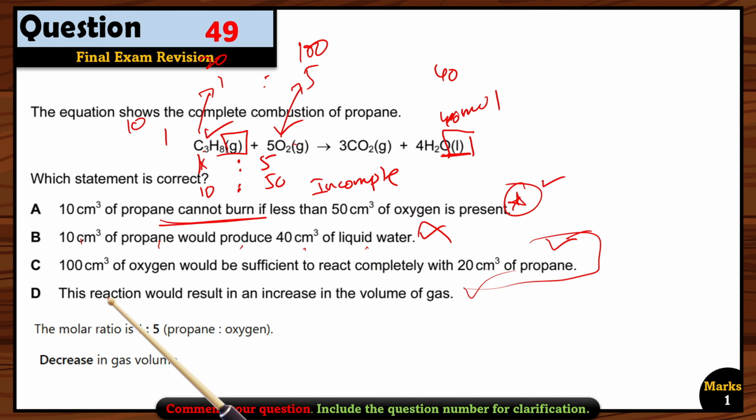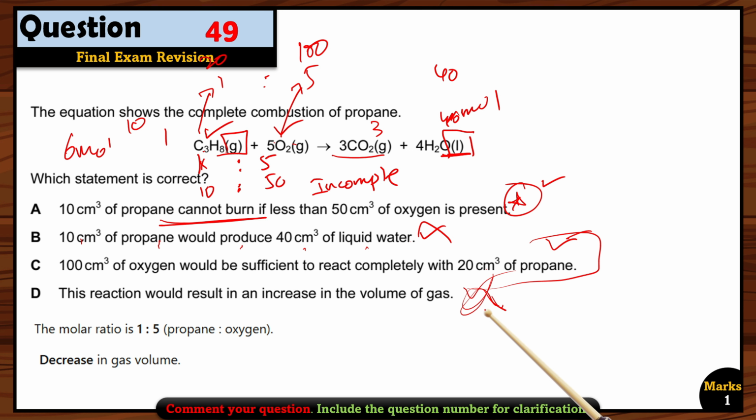Now let's see option D. This reaction would result in an increase in the volume of a gas. Okay, so when you do this reaction, how many moles of the gas are you actually using? 6 moles of the gas are used in the reactant, right? But how many are you getting in the product? Only 3 moles. That's wrong. We are not getting an increase in the volume. It will be the opposite. It will decrease. There will be a decrease in the volume of gas. So this option is also wrong, right?